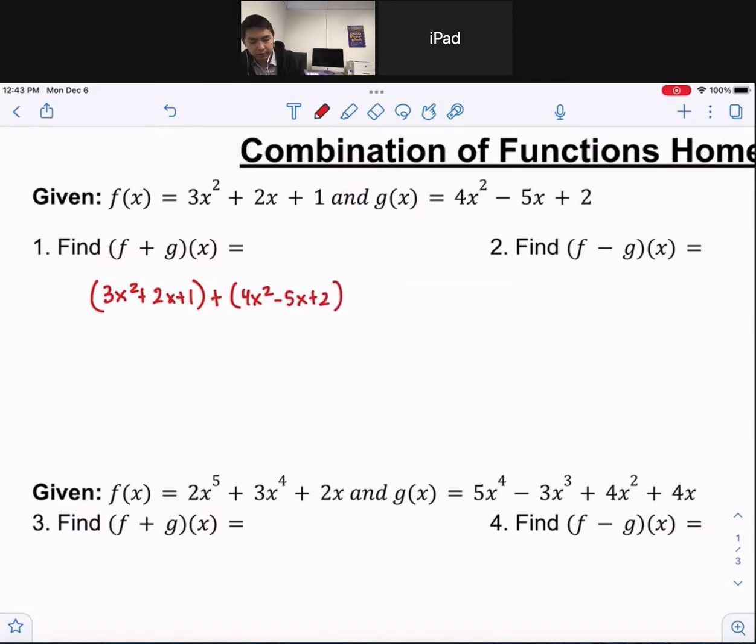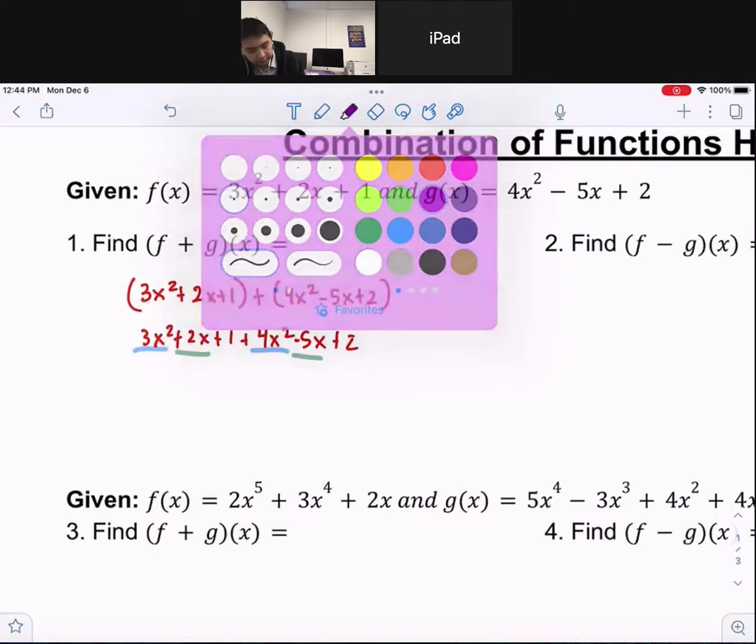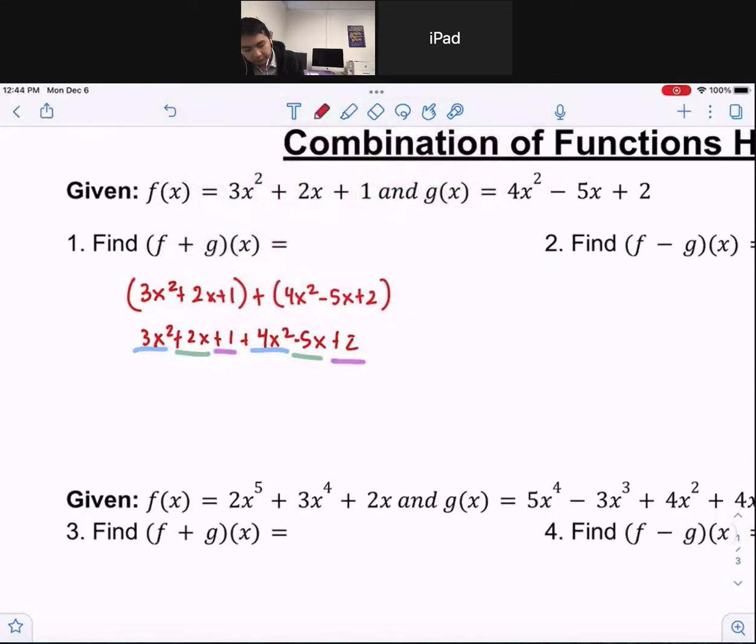Now, because it's plus, you drop the parentheses down, and then you combine like terms from here. So the x squared terms combine, the x terms combine, and your constant terms combine. So we're going to have 7x squared minus 3x plus 3. And there's our function for the first one.